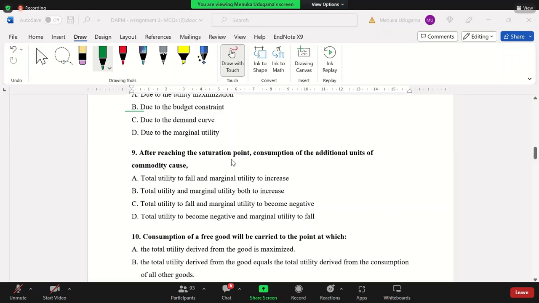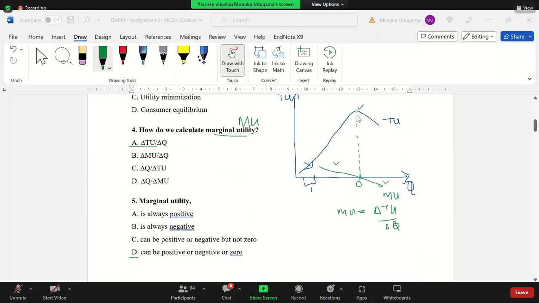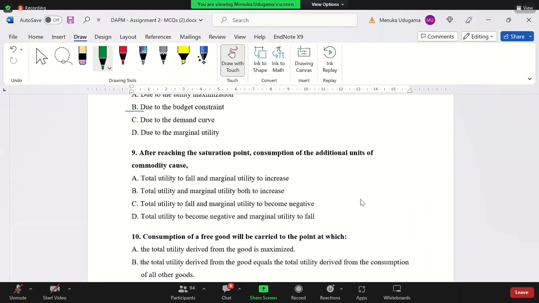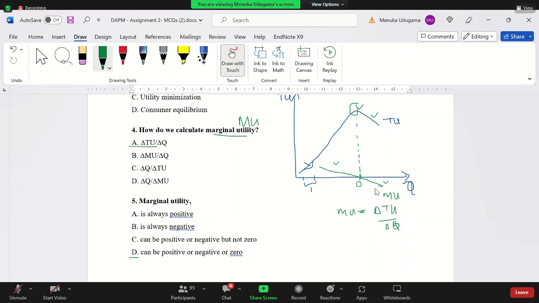So after reaching the saturation point, consumption of the additional units of commodity was what? After reaching the consumption saturation point, which is this point, what happens? You could see that the total utility falls and the marginal utility becomes negative, isn't it? Total utility function, marginal utility function negative. This part is positive and this side is negative.